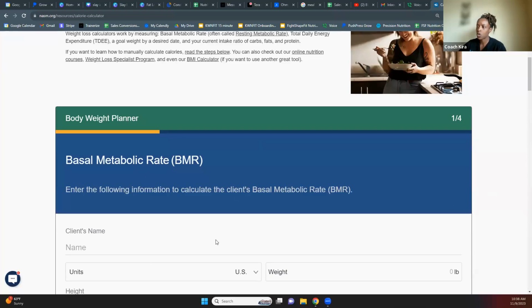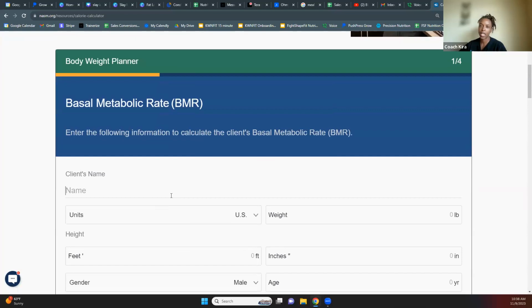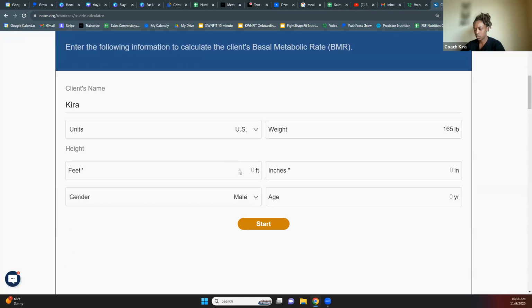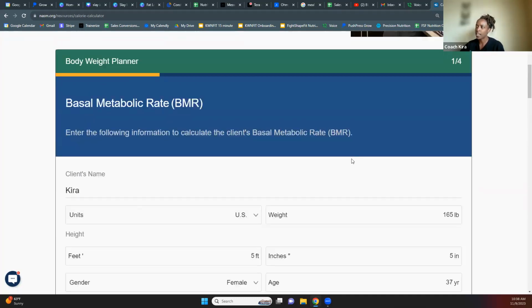Beautiful. Thank you. Okay, so what we're doing right now is trying to understand why we need our step goal for fat loss. All right. Let's use Coach K for example. All right, cool. What we're calculating right now is our basal metabolic rate.